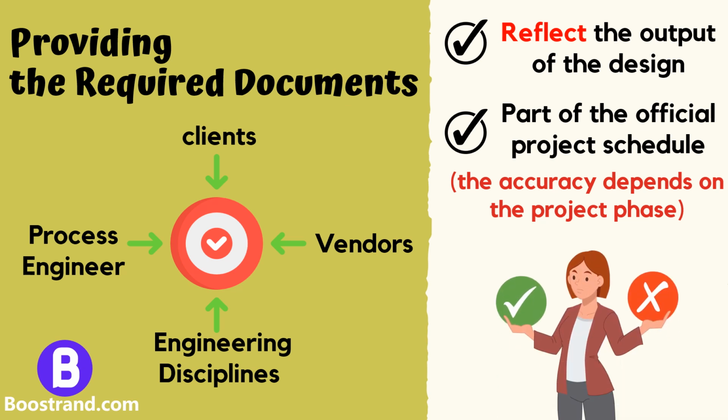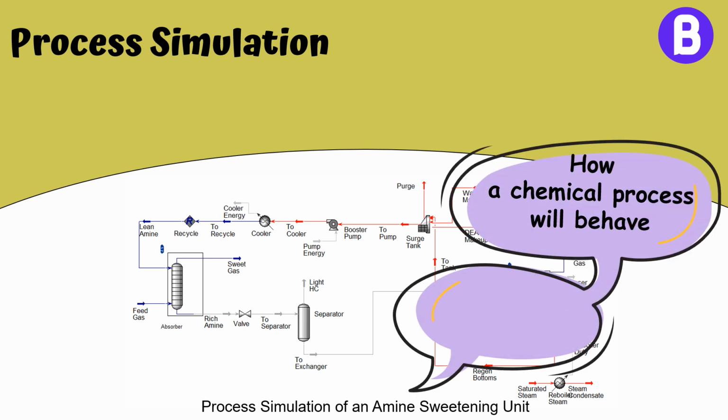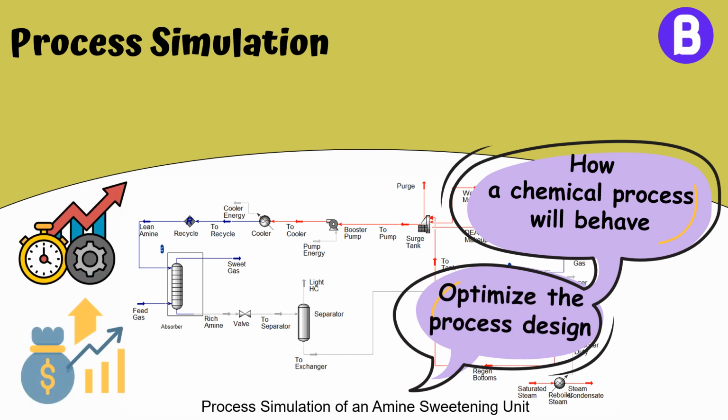So let's go through the common activities and documents provided by a process engineer, discover how they are used by others, and see how they affect the whole project. The first activity is process simulation, which is the most important one. This is because it predicts how a chemical process will behave under various conditions and optimizes the process design to improve its efficiency and profitability.